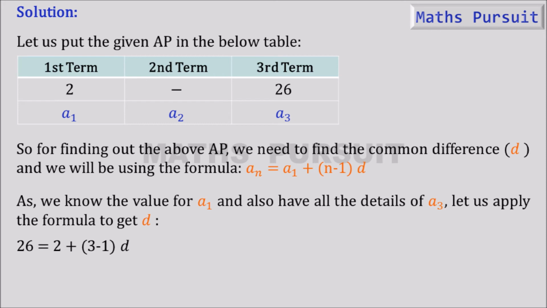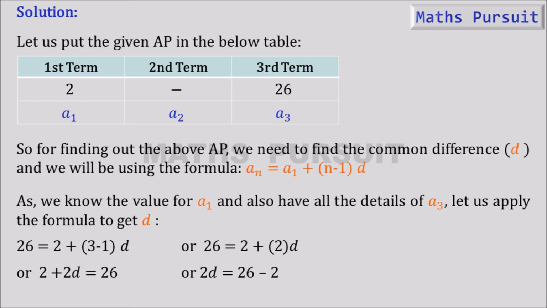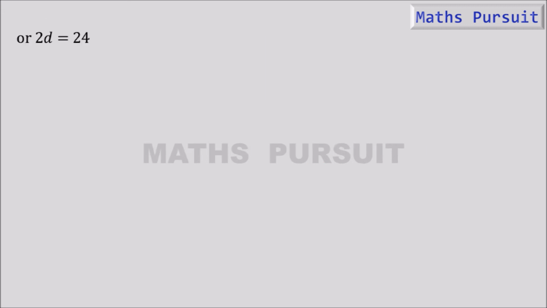So here An is 26 because this is the third term, A1 is 2, and n is 3 because we are taking the third term here. So (3 minus 1) into D. D we don't know, we are going to find out. Or 26 is equal to 2 plus 2D, just solving the equation. Or 2 plus 2D is equal to 26, just moving the right hand side to left side or left side to right hand side. Or 2D is equal to 26 minus 2, moving 2 to the right side. Or 2D is equal to 24, or D is equal to 24 upon 2, or D is equal to 12.